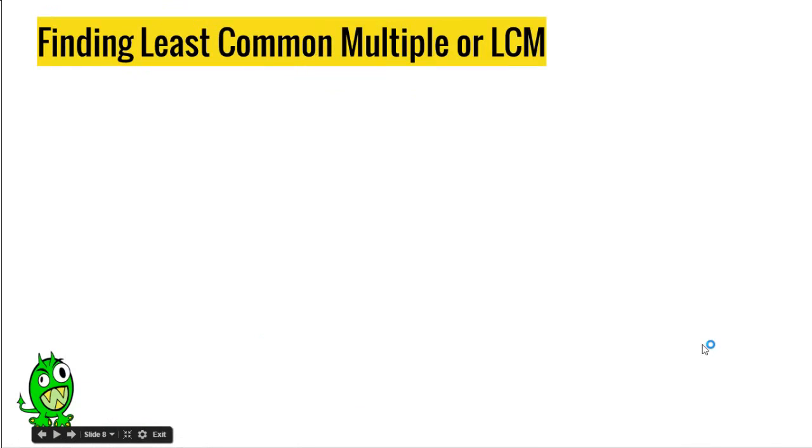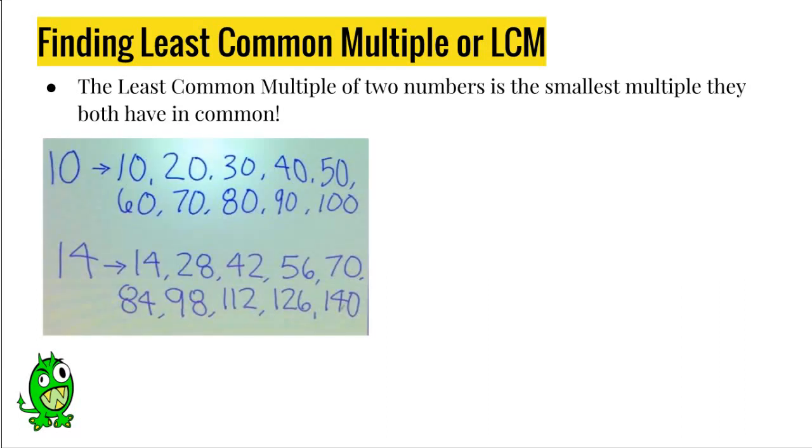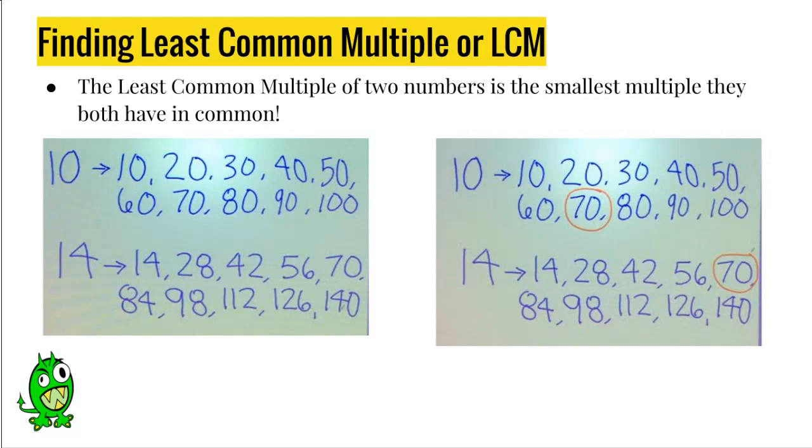Find the least common multiple, or LCM. The least common multiple of two numbers is the smallest multiple they both have in common. I just found the multiples of 10 and the multiples of 14. So now I'm going to find the least common multiple. I do that by looking for the smallest number they have in common. Hey, look, they both have 70. If I had continued listing the multiples for 10, I know we would have also had 140 in common. Since we are looking for the smallest number they have in common, 70 would be the answer. So 70 is the least common multiple of 10 and 14.